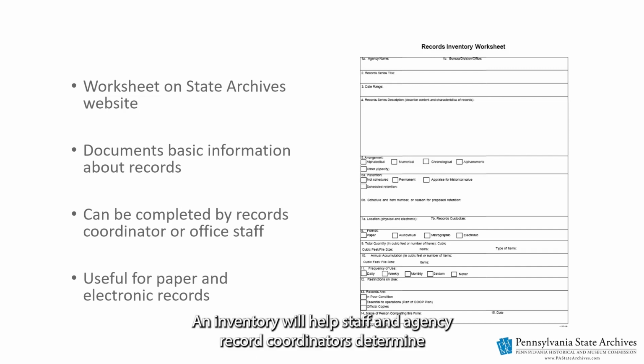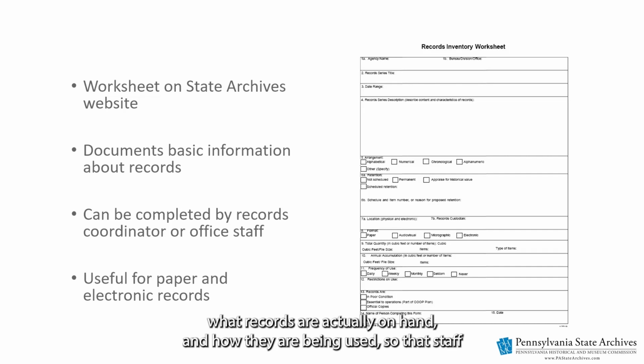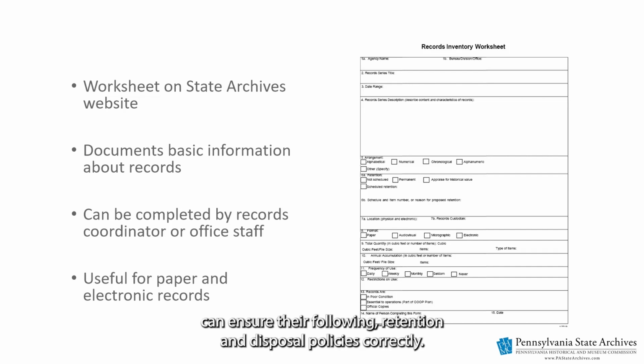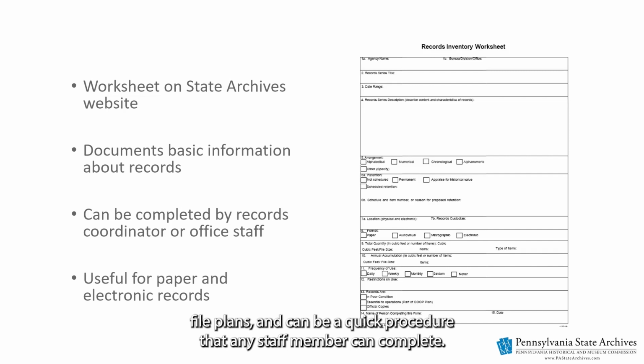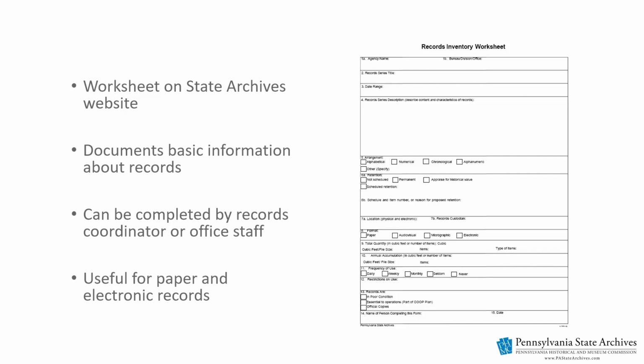An inventory will help staff and agency record coordinators determine what records are actually on hand and how they are being used so that staff can ensure they're following retention and disposal policies correctly. A records inventory will also help staff and record coordinators draft accurate file plans and can be a quick procedure that any staff member can complete if an inventory of records stored in a single area is needed immediately, such as when a disaster event, office move, or other unusual event occurs.